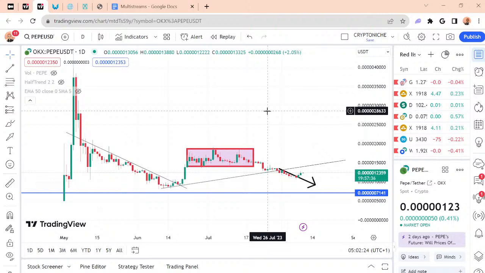So I think for a while now, I've been trading PEP. I've been trying to take advantage of the opportunity that presents itself on PEP.